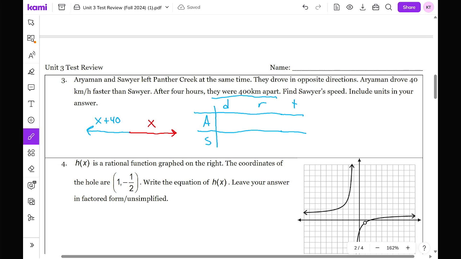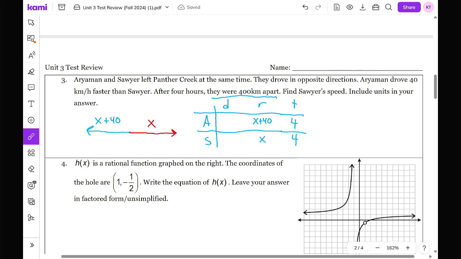So again, both of these people have been driving for 4 hours. So we'll put 4s in the time column. And then we just wrote the rate. So we said Armand drove 40 kilometers per hour faster than Sawyer. That's going to be X plus 40. And then Sawyer is just going to be X.